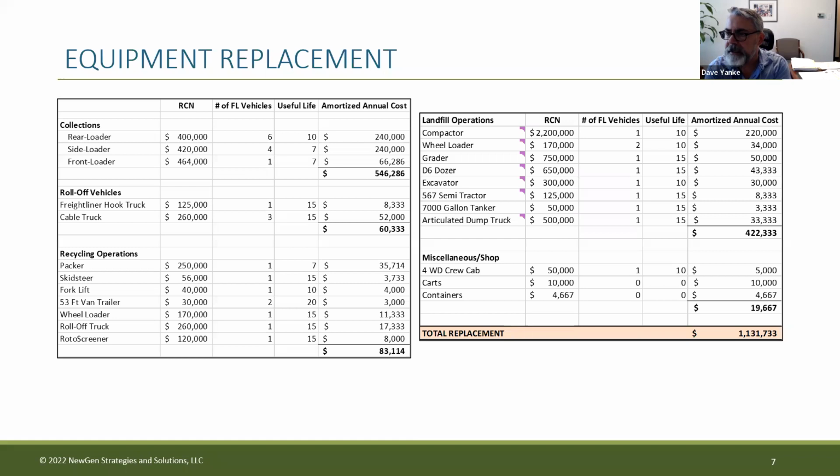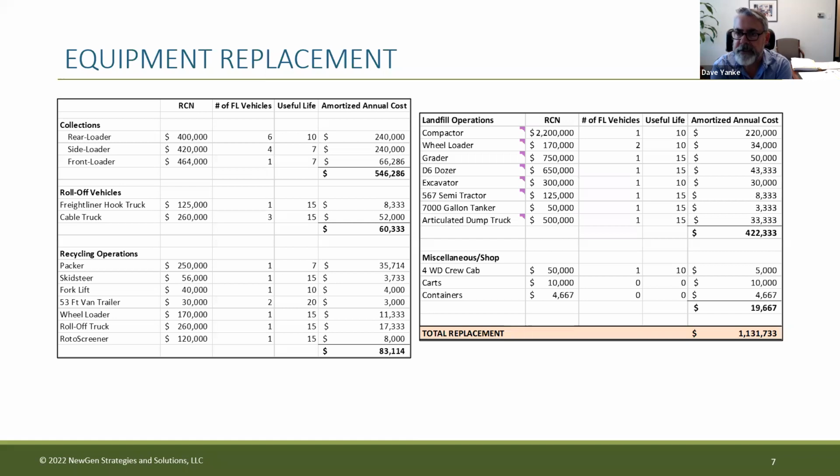If you add all these up, so for instance, collection equipment, we're talking $546,000 a year. If you add it up for roll-off, recycling, and then over on the right side, the landfill operations, and then miscellaneous, the value is approximately amortized cost about $1.1 million a year. So what that means is you need to be budgeting and setting aside that cash so you can replace that equipment.